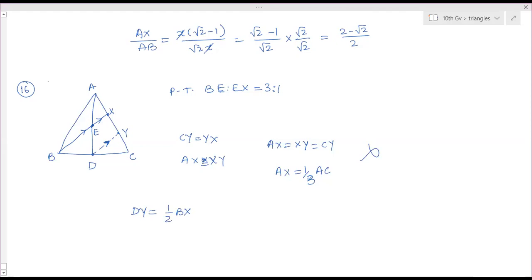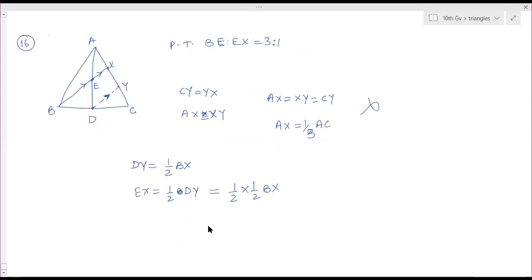And then E is the midpoint, EX parallel to DY. So EX is equal to half of DY. So ultimately, DY is half of BX, so half into half of BX. So that is 1/4 of BX is EX. So EX by BX is equal to 1/4. Is this clear?